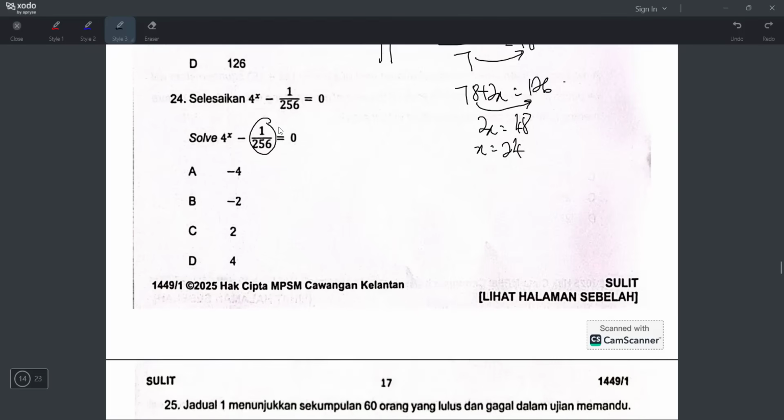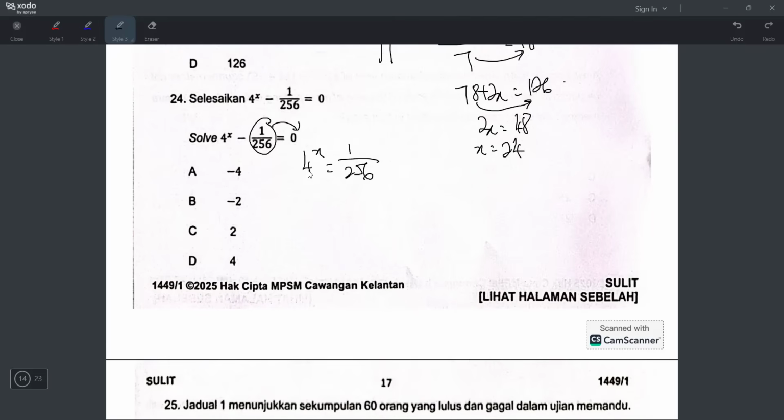First thing first, I will move this to the other side. So it becomes 4 power x equals 1 over 256. Let me tell you why I move this over here. It's because I'm trying to find x. So you want to try your best to make your x single on one side. The rest that don't have x, try to move to the other side because they don't have x.